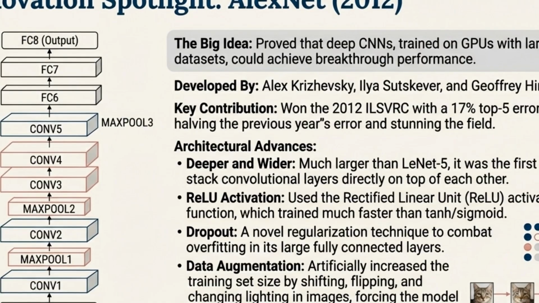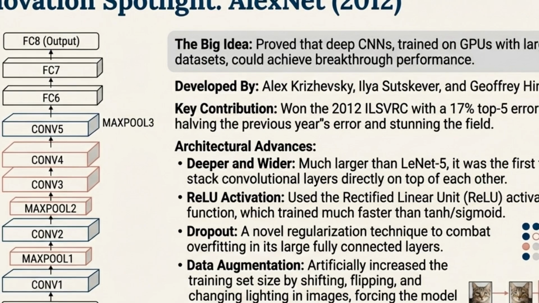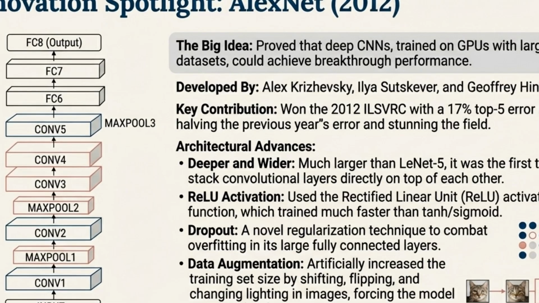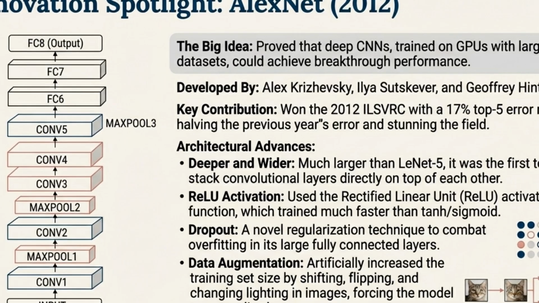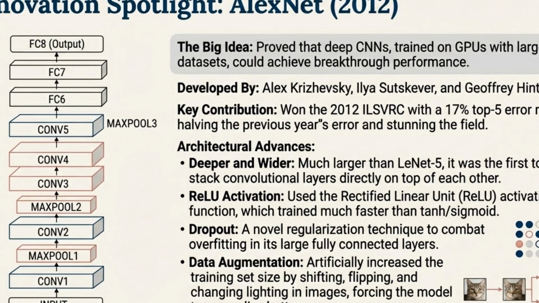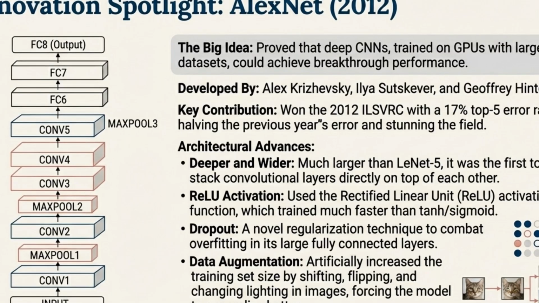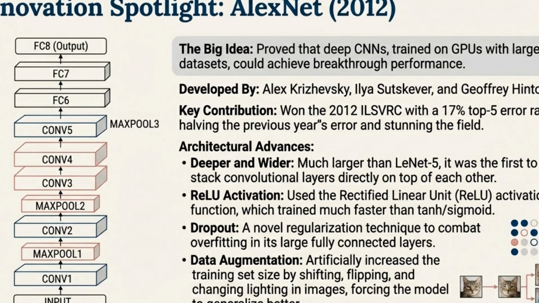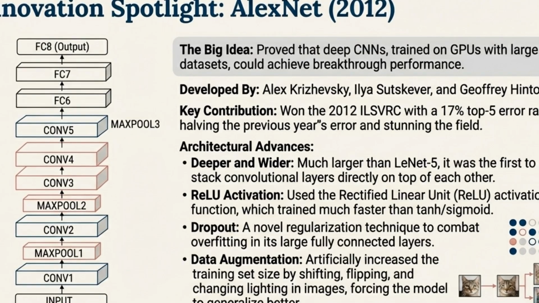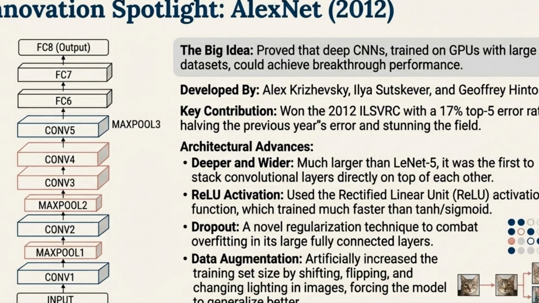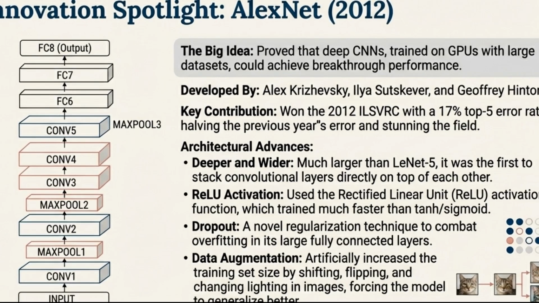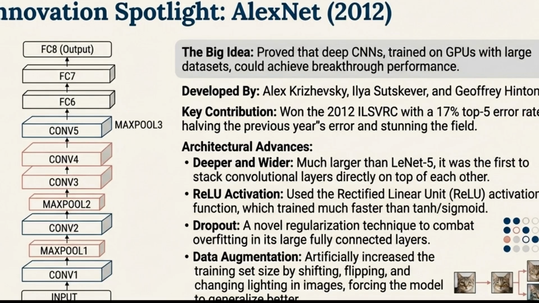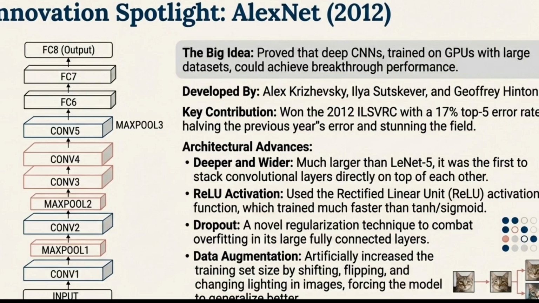The true inflection point in computer vision history arrived in 2012 with AlexNet, developed by Alex Krizhevsky, Ilya Sutskever, and Geoffrey Hinton. Their big idea was to prove that truly deep CNNs, trained efficiently on GPUs using newly available large datasets like ImageNet, could achieve breakthrough performance. The results were stunning. AlexNet won the 2012 ILSVRC competition with a massive 17% top 5 error rate, which effectively halved the error of the previous year's winner. This single moment convinced the entire academic and industrial world that deep learning was the future of computer vision.